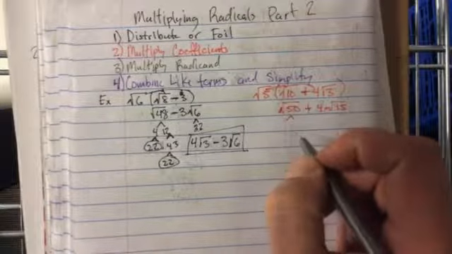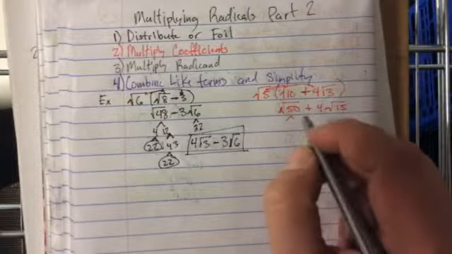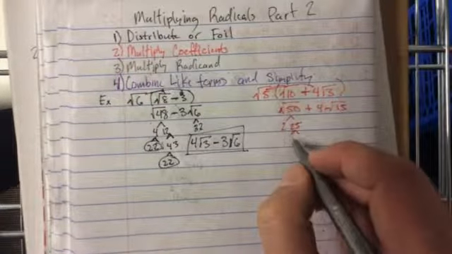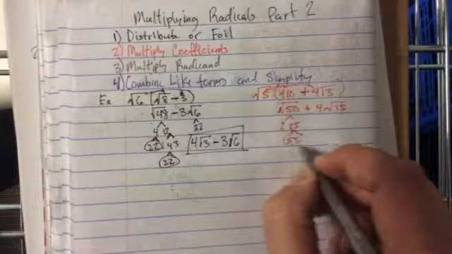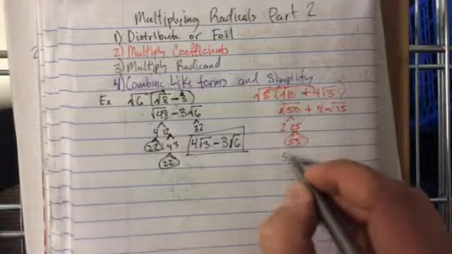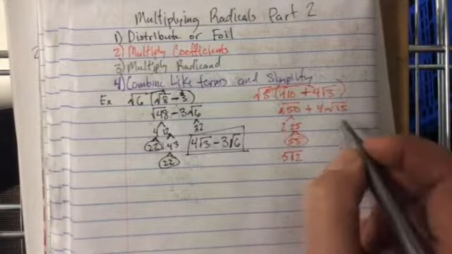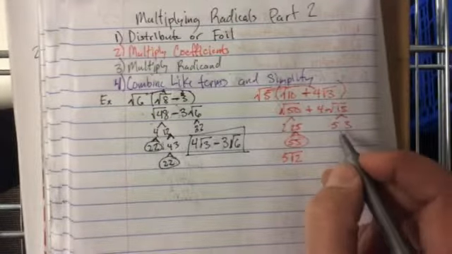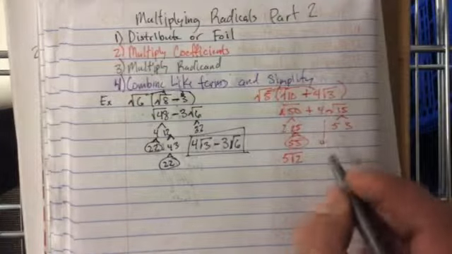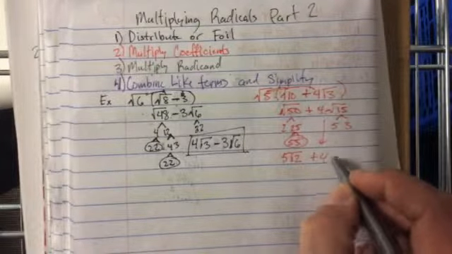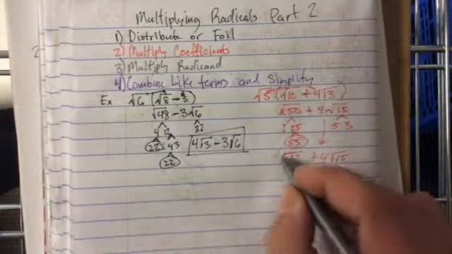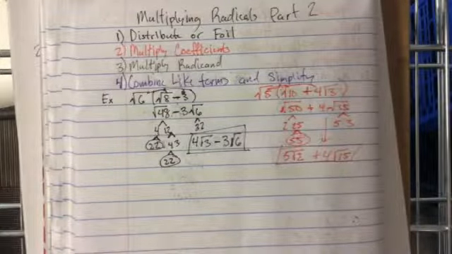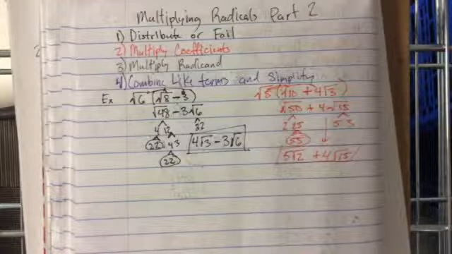What perfect number is in 50? 2 and 25. 25 is perfect, giving us a pair of 5's. So we have 5 square root of 2. If we break down 15, it's 5 times 3. We don't have any pairs, so we bring that down, plus 4 square root of 15. So we all feeling confident on distributing radicals?